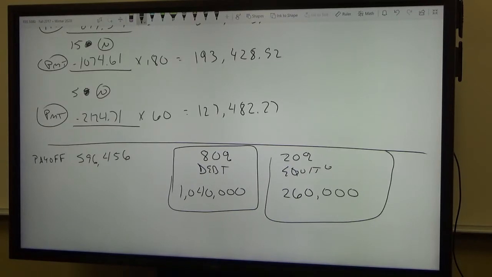Assuming that we were just selling the property, let's use that mindset for a second. If we pay that off, what do we have left over? One way to look at it: if the value is now 1.3 million and we pay off the old lender, the 596, what are we left with? 700.